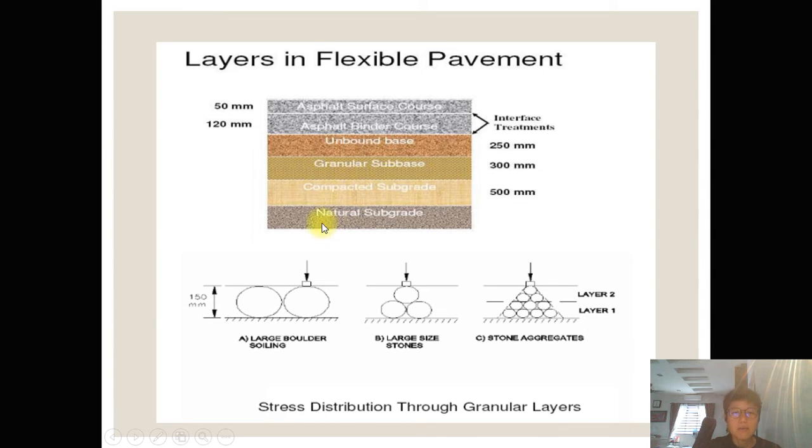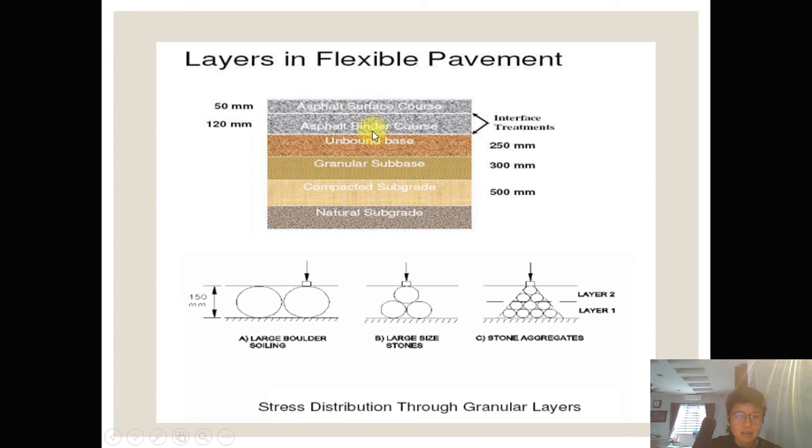So again, I repeat, bottom is your natural subgrade. It says natural here, but bear in mind that if the soil is bad, it has got to be replaced, or improved to become your compacted subgrade here. And the next layer is your granular subbase, come up to your unbound base, then only the parts that you need to put in the bitumen.